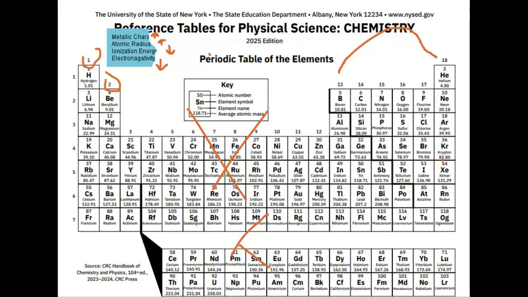Within the groups, the number of valence electrons within each group as I go down, with the exception, of course, of noble gases, this one being 2 and then the rest being 8, stays the same.